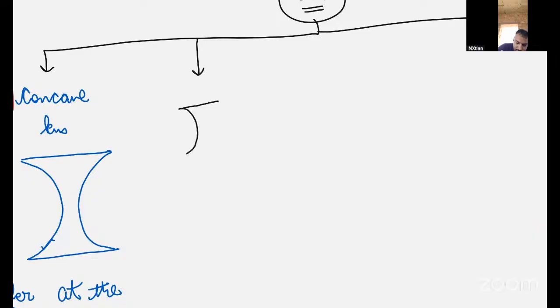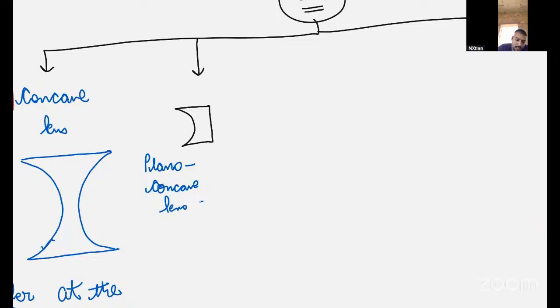concave. Please pay attention, guys. One side looks like concave, and the other side looks like plane. So what is going to be the name of this? One side looks like concave, the other side looks like plane. It's called plano concave. We just have to remember the name. Plano concave. Got it?